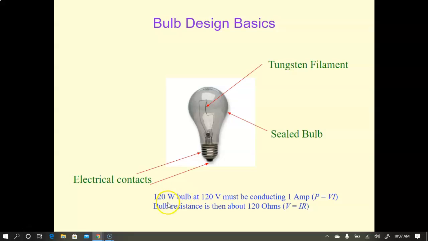So if we look at a typical 120 watt light bulb at the 120 volts that we are getting for our houses, it means it must be conducting 1 amp because the power is equal to the voltage times the current, as we mentioned before. And that means that the bulb is giving resistance of about 120 ohms, because this is the new law that we're going to get into. So we'll see more about what all of that means later on.